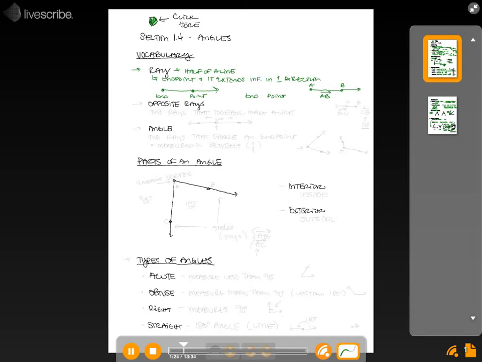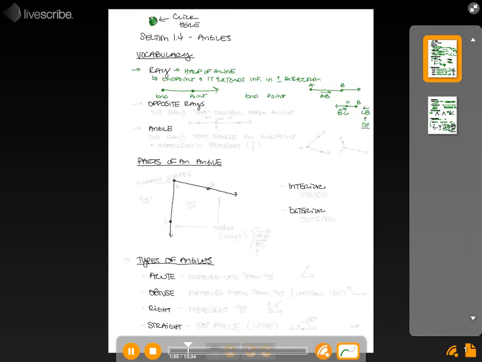Now one thing that catches some people is, well, what happens if my ray points this direction? If it points to the left? B and C. How do we name that? Well, we still do it the same way, but the arrow above the name always points to the right. So it would be BC, like this. It is not that. Okay? We don't do that.